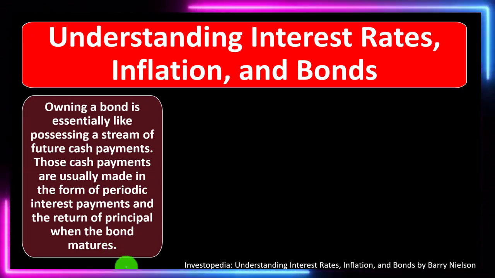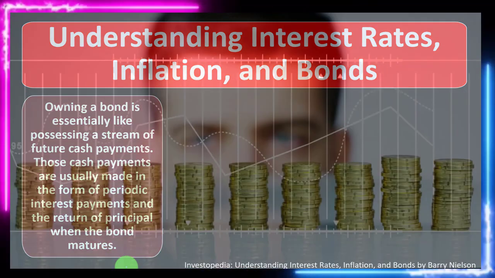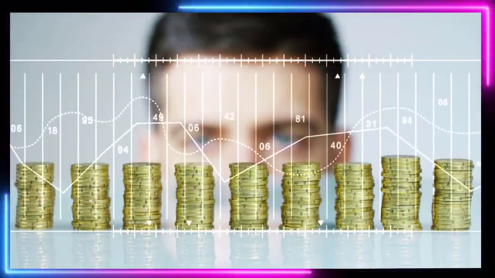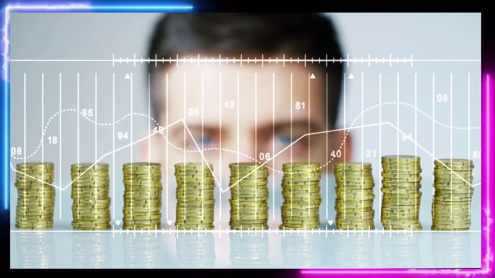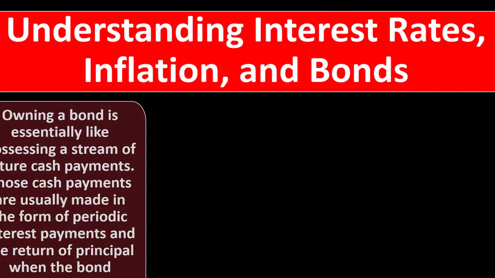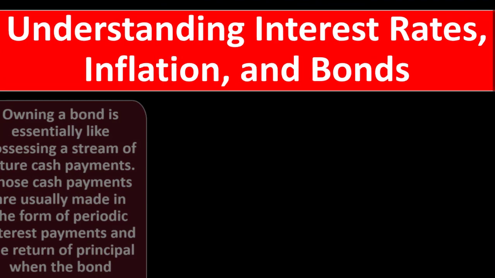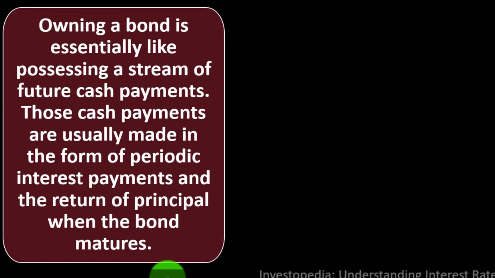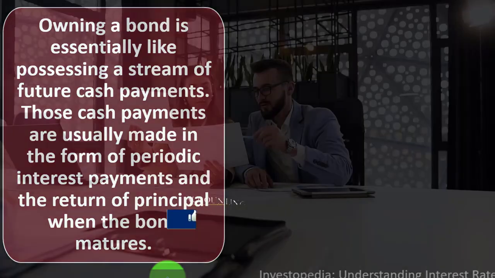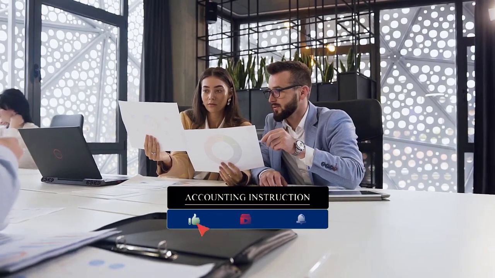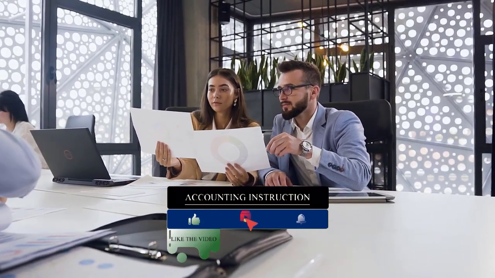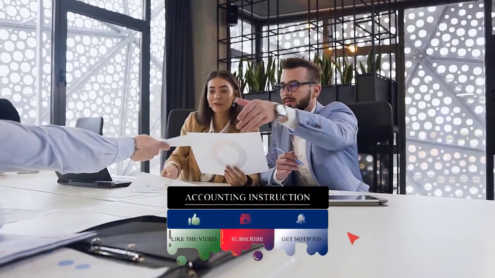In prior presentations, we've been taking a look at investment goals, investment strategies, and investment tools. Keeping them in mind, we're now considering understanding interest rates, inflation, and bonds. Owning a bond is essentially like possessing a stream of future cash payments. This is a common tactic when we're comparing different types of investments. We can think of them as a stream of future payments.